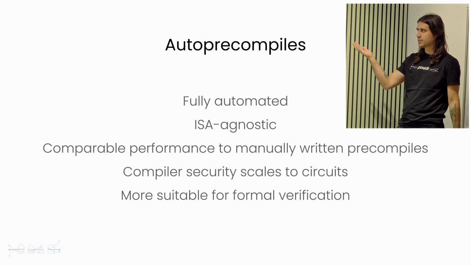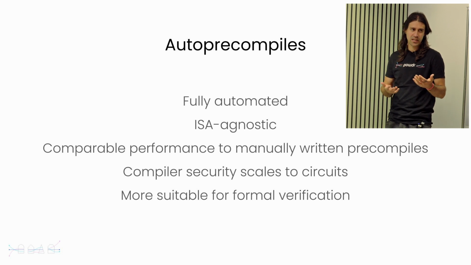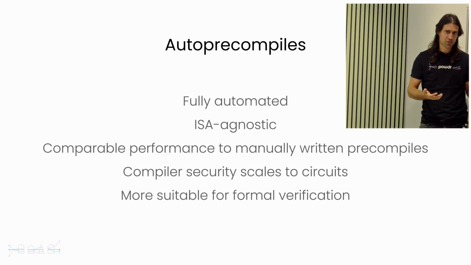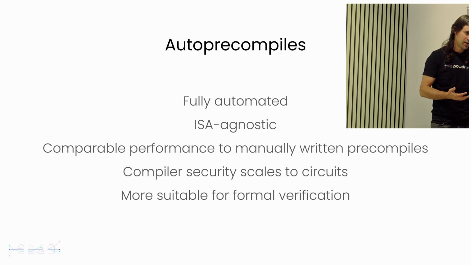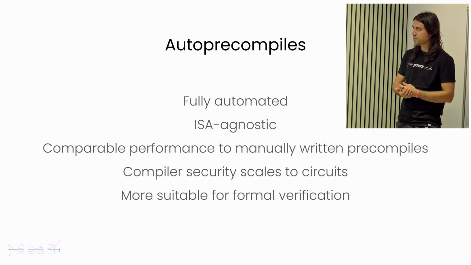And the performance is already comparable to manually written precompiles. So there's this expectation that manually written things will always be faster than what the compiler can generate, but with time we've seen that this is not always the case. At some point you can't fool the compiler anymore, you can't be better than the compiler, and the expectation is that you can reach that at some point.